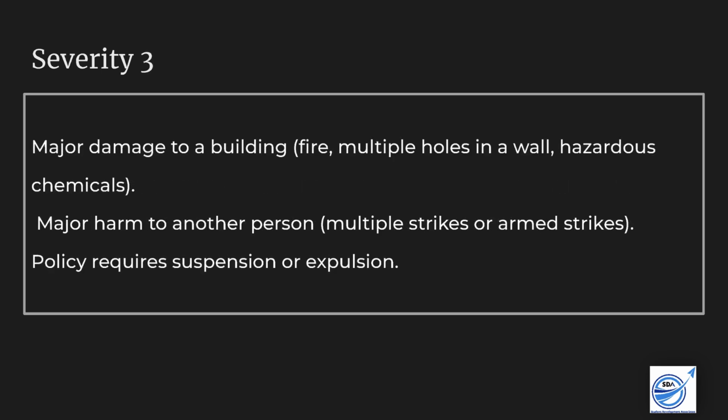Severity 3, we're dealing with major damage to a building. A fire, multiple holes in the wall, hazardous chemicals, biohazards. Major harm to another person has occurred. Multiple strikes, armed strikes, use of a weapon against someone else. Or the policy may require suspension or expulsion. Sometimes our policies will dictate that we suspend or expel someone, in which case we should immediately go ahead and say this is a severity 3. Our institution has determined that to be the case.